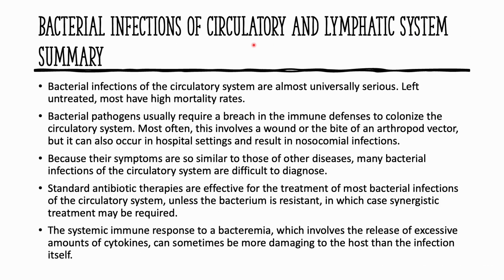Just a summary of some of the high points we just talked about and some of the big ideas. So bacterial infections of the circulatory system are very serious because the circulatory system is that fast-track ticket that just lets this infection now go anywhere in the body. So most often, circulatory system infections are going to have high mortality rates from that sepsis or bacteremia and that system-wide inflammatory response. Bacterial pathogens are going to require a breach of the immune defenses, so they're going to need help getting into your circulatory system.